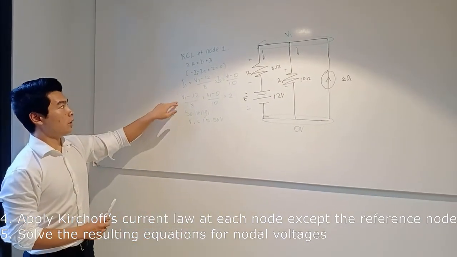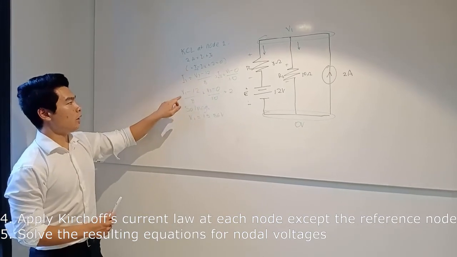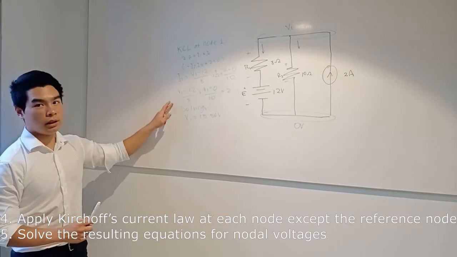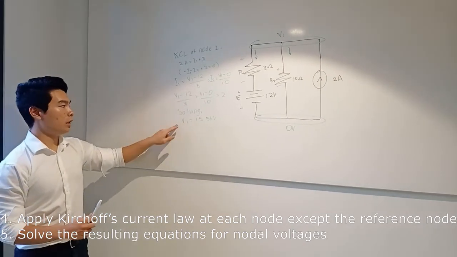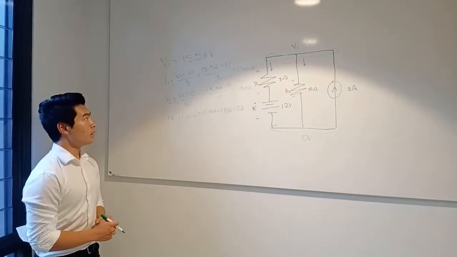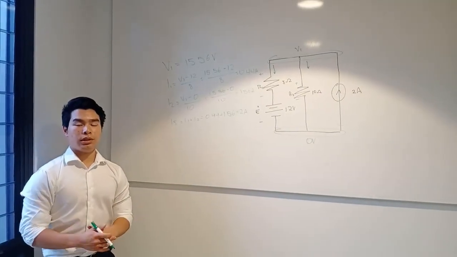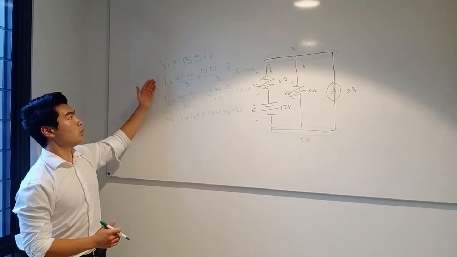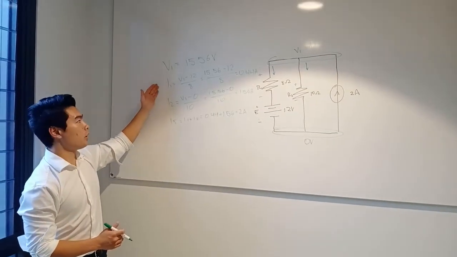If we apply Kirchhoff's current law, we have I1 plus I2 equals 2. Solving this equation, using simultaneous equations or matrices, we obtain the value of V1 at 15.56 volts. As we have previously used steps 4 and 5 to obtain the value of V1, we can use this value of V1 to obtain values of I1 and I2.